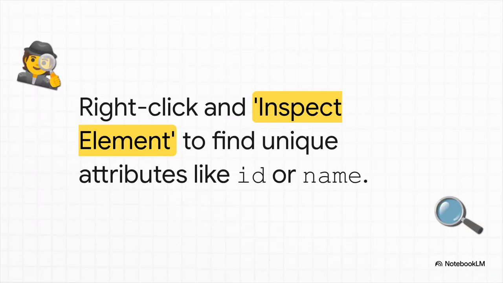All right, let's break down those first two steps. You just go to the page, right-click on the checkbox you care about, and hit Inspect. Your browser's developer tools will pop up showing you the HTML. You're basically on a treasure hunt for a unique identifier, something like an ID or a name that points to that checkbox and that one only.